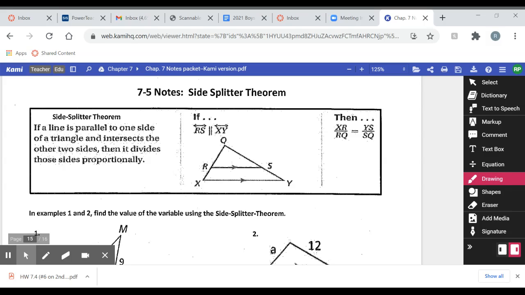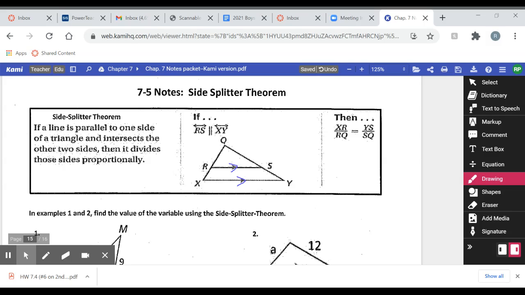So you can see here the side splitter theorem says if a line is parallel to one side of a triangle and intersects the other two sides, then it divides those sides proportionally. So you can see that these two lines are parallel to each other. So RS is parallel to one side of the triangle, XY, and it basically just splits the pieces of the triangle up into proportional parts.